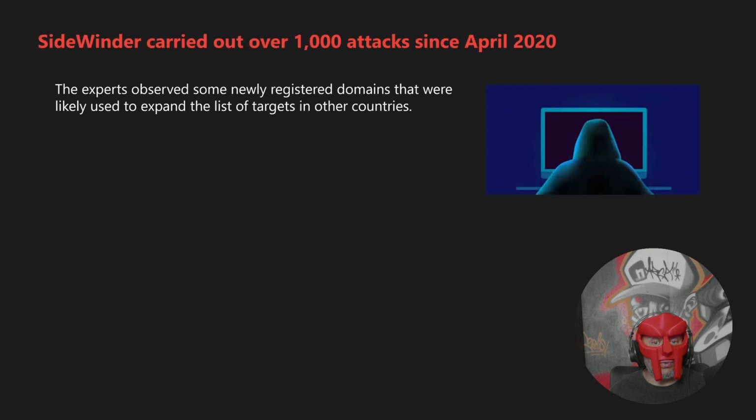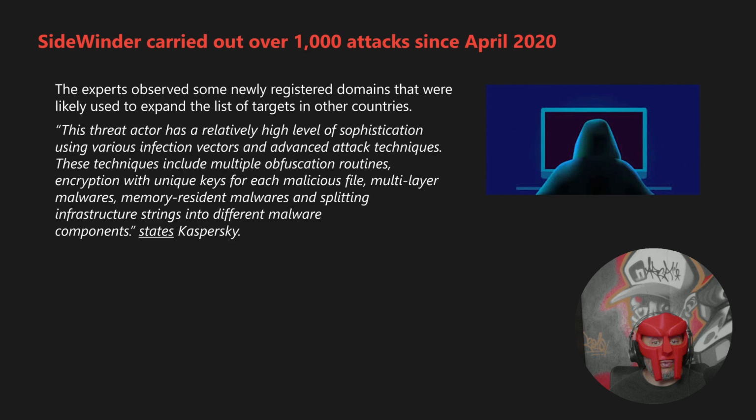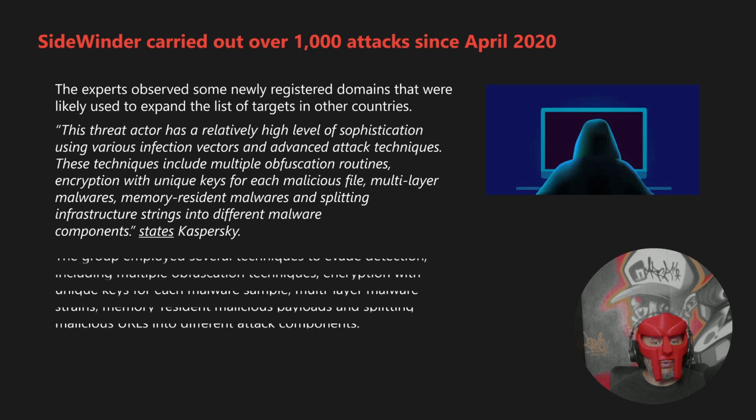The experts observed some newly registered domains that were likely used to expand the list of targets in other countries. This threat actor has a relatively high level of sophistication, using various infection vectors and advanced attack techniques. These techniques include multiple obfuscation routines, encryption with unique keys for each malicious file, multi-layer malware, memory resident malware, and splitting infrastructure strings into different malware components, states Kaspersky.